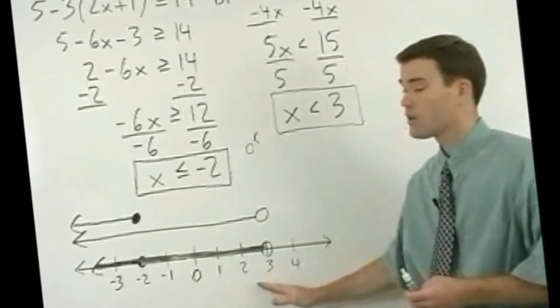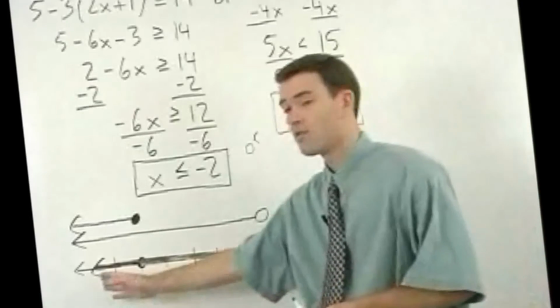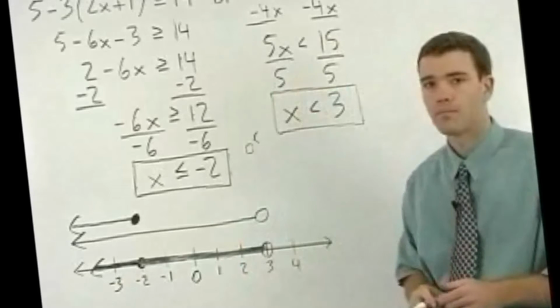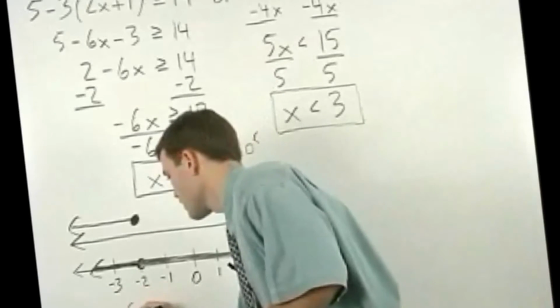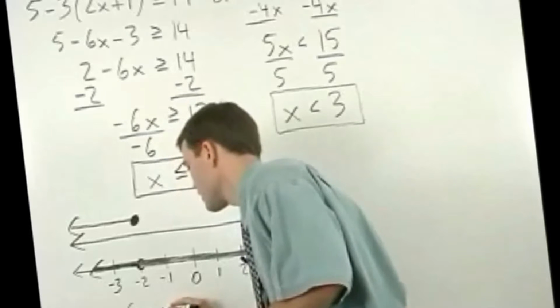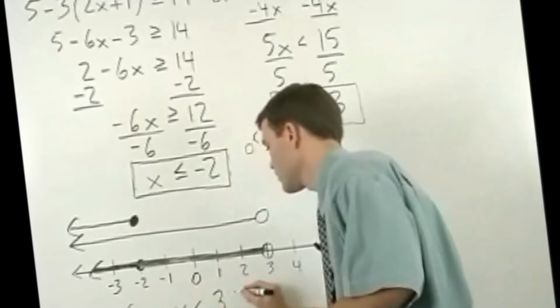If you take a look at what we're left with, we have the graph of x is less than 3 on the number line. So our answer reads, the set of all x's such that x is less than 3.